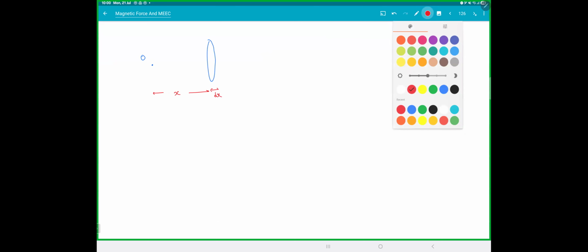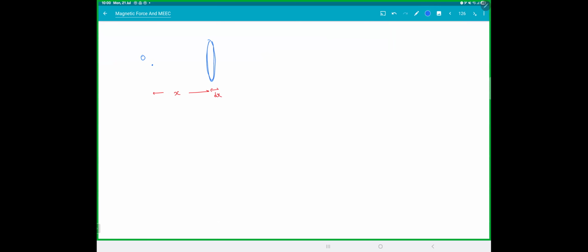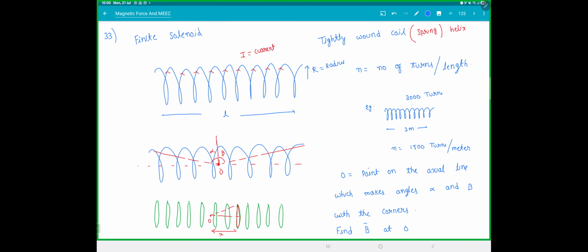So this is your point O. At distance x, take a small thickness dx. There won't be one turn there. There'll be multiple turns here. So we don't know how many turns are there in that. So number of turns in dx will be small n dx. Small n is the number of turns per unit length. That is given.